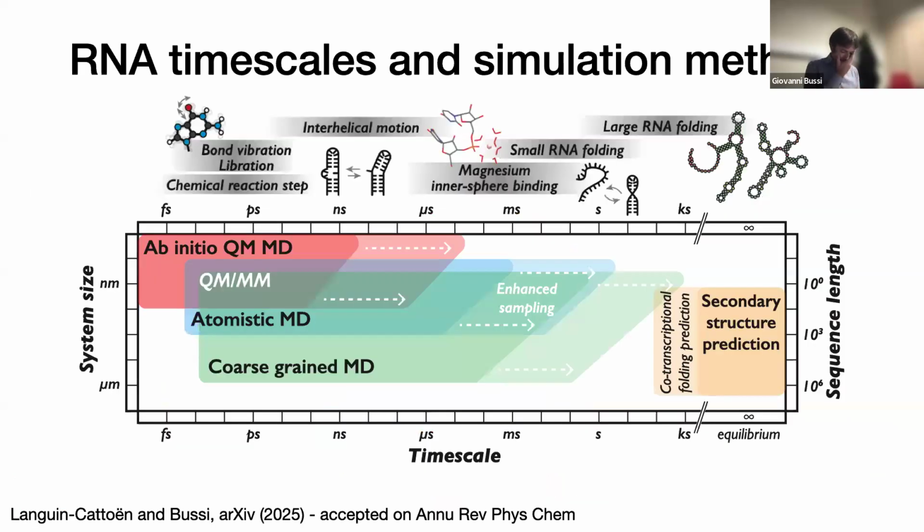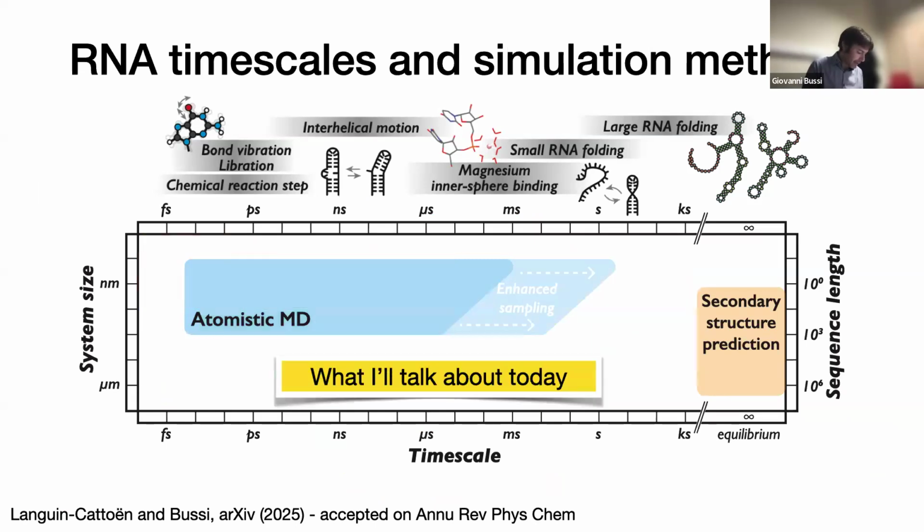To set the frame, I would like to use this picture from a review that we wrote and has just been accepted in Annual Reviews, where you see the typical timescales relevant for RNA dynamics and the computational methods you can use to study them. In particular, in this talk, I will discuss applications using atomistic molecular dynamics, in this range here. The timescales you can access with MD are up to, say, microseconds to milliseconds, depending on the system size, and you really need to use enhanced sampling if you want to sample better.